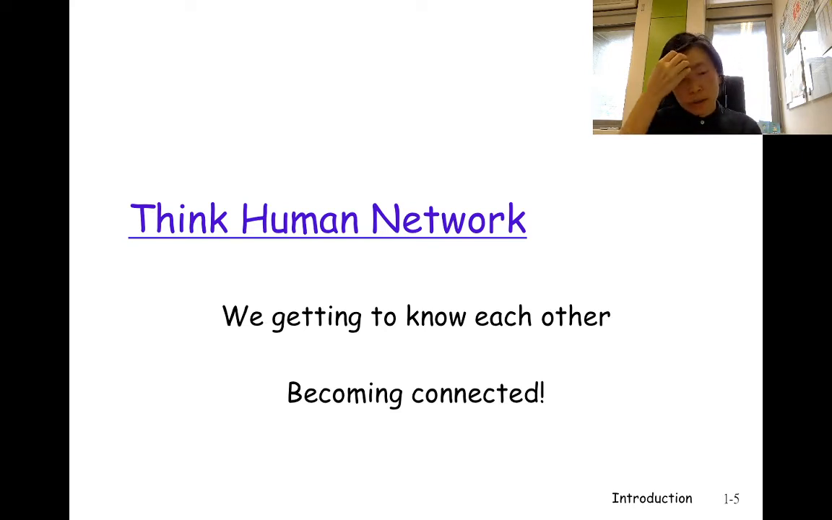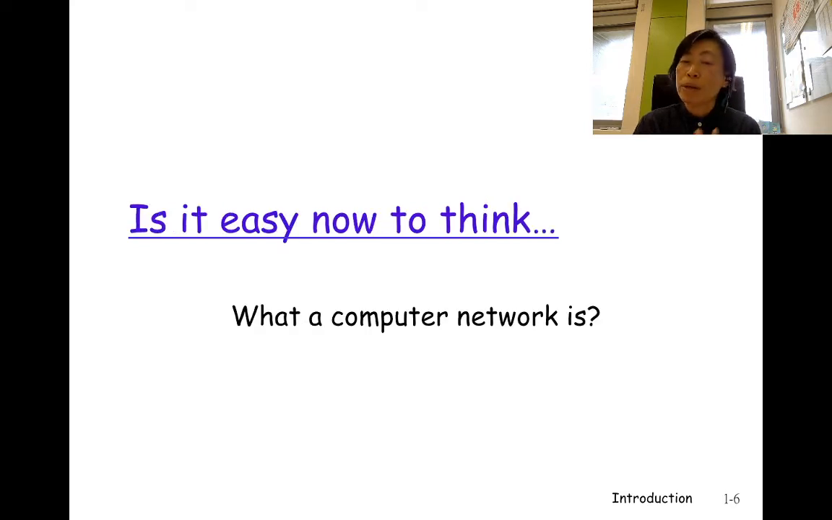And now let's move on to this. Before I introduce computer network, I would like you to think about the human network. We are getting to know each other. For example, you guys are trying to form teams. Those who are in the teams are connected. You form a network. So essentially, a human network is that we're getting to know each other and becoming connected. Now, with that notion in mind, it might be easier for you to think about what a computer network is. Grouping computers, so these computers are becoming connected.